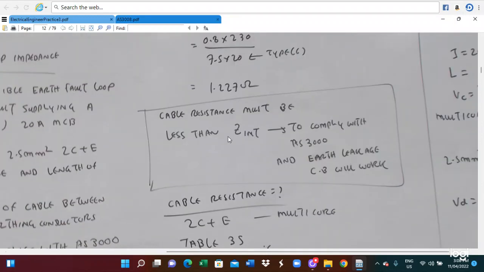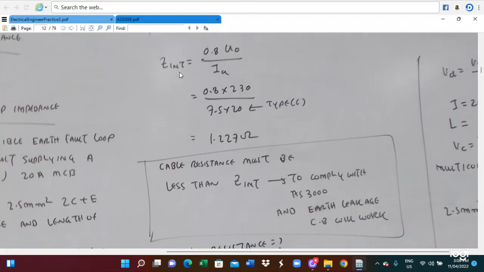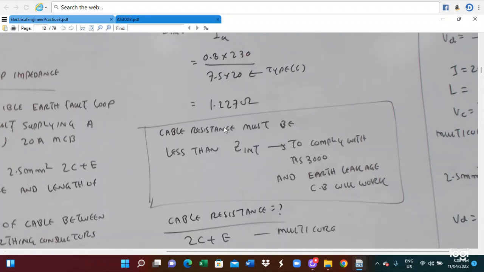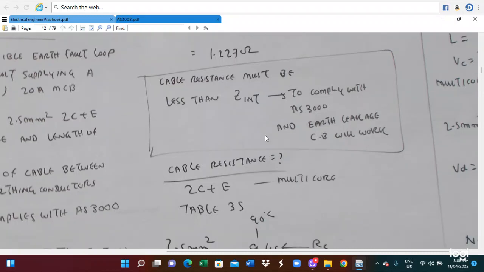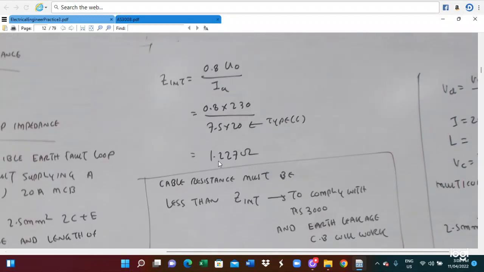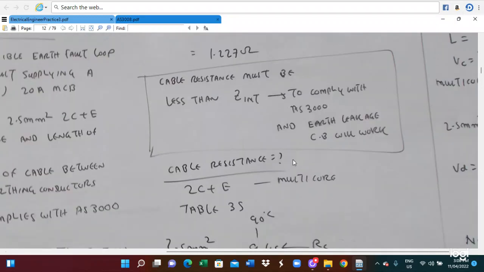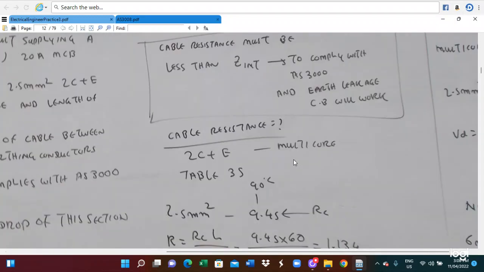Cable resistance must be less than the ZIND to comply with AS3000 and for the earth leakage circuit breaker to work. This is the rule. When you calculate the cable resistance, it must be less than the calculated value ZIND. If the cable resistance is less than this value, the circuit breaker will be working. So firstly we calculate the ZIND, and we got 1.2270. Then we also need to calculate the cable resistance.